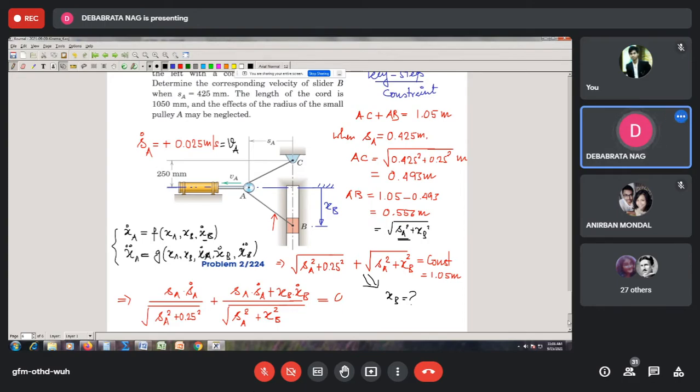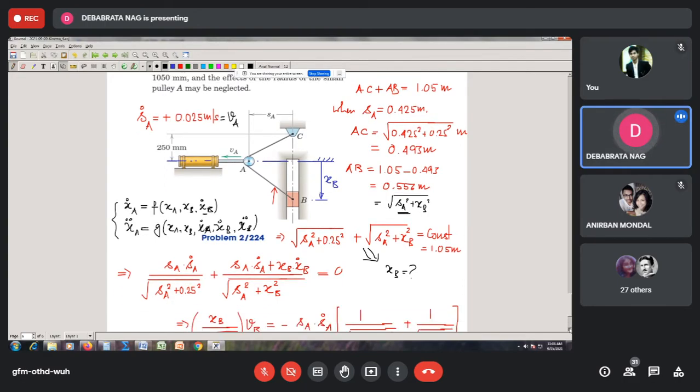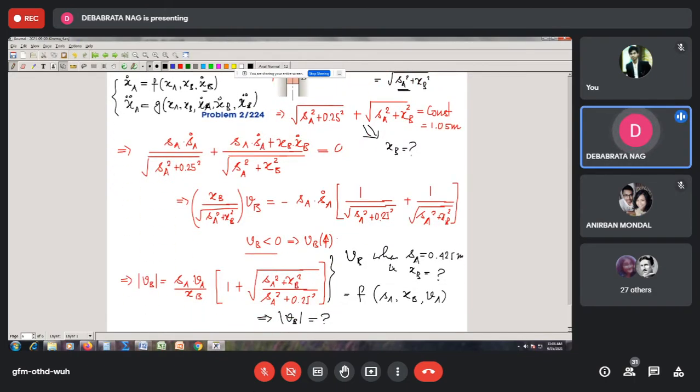So just solve this problem at your home. First of all, finish this problem at your home to find out what should be the velocity of block B in this case. We have already seen this velocity is going to be in the upward direction. So the problem is sorted out. Now the second question, which will be given to you as homework, is to find out what will be the acceleration of block B.